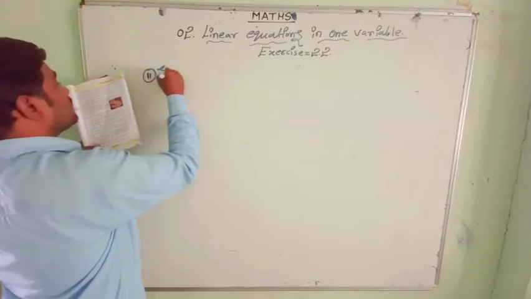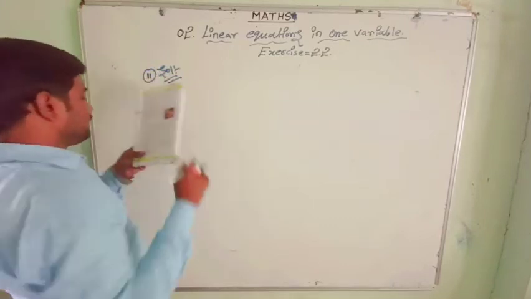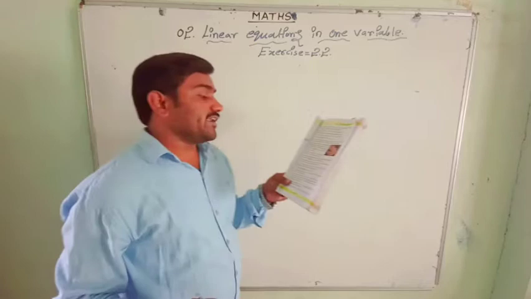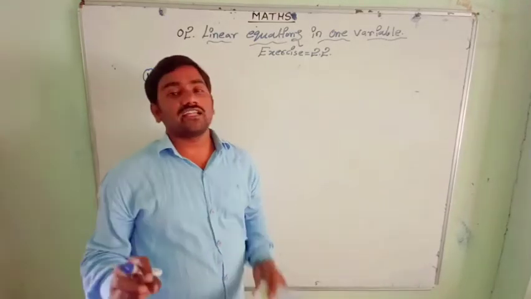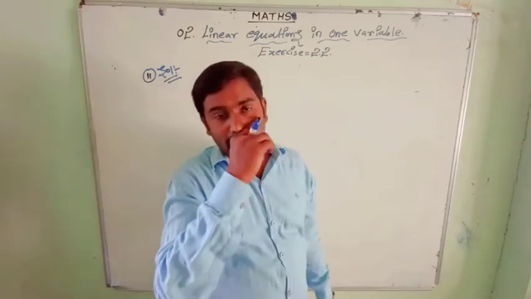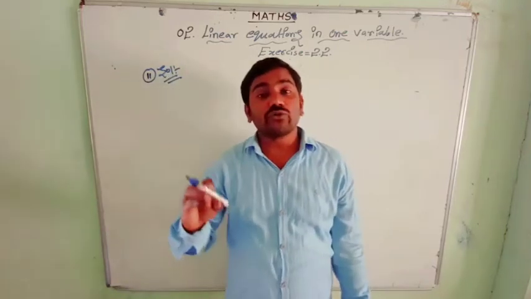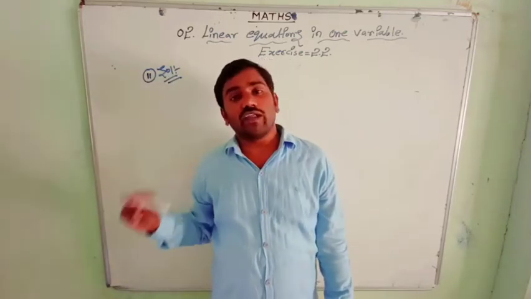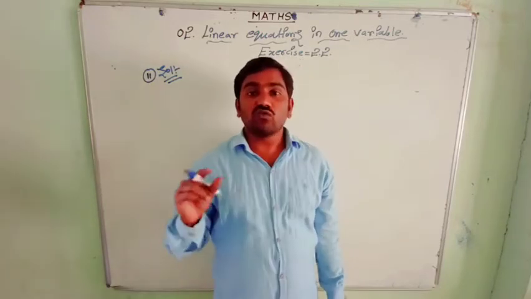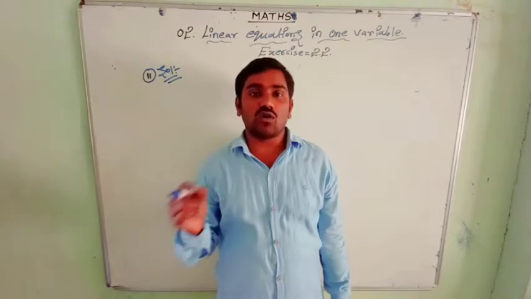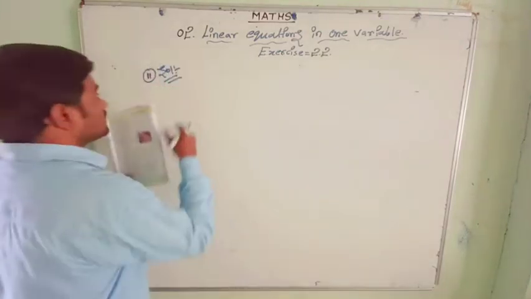Then the 11th question solution here. The complementary angles differ by 12 degrees. Find the angles. First of all, we should know the meaning of complementary angles. If the sum of any two acute angles is equal to 90 degrees, they are called complementary angles.